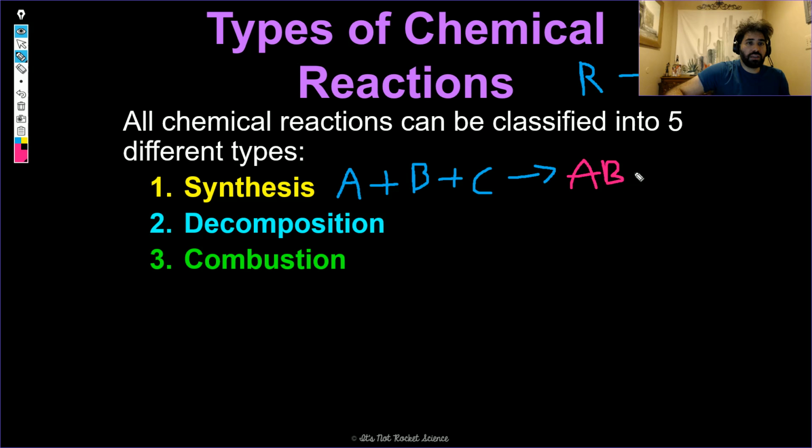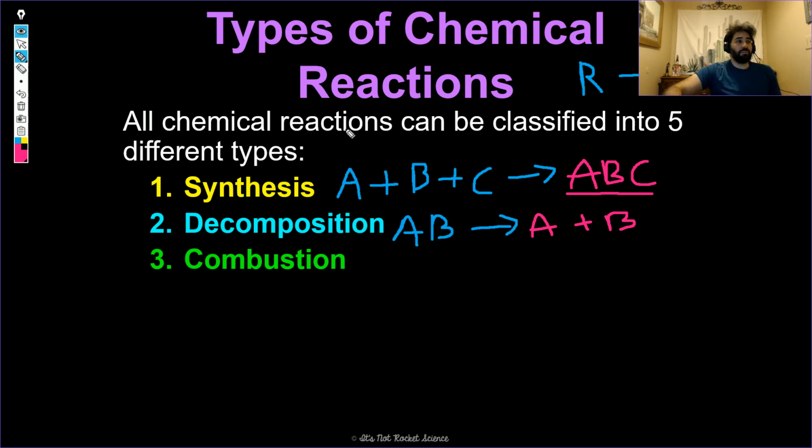A, B, C. Here I started with three things. Here on the right, it's something completely different, but they're combined together to make one product. Decomposition reactions are the exact opposite. You have one reactant, and when they react, they separate into separate entities, more than one entity, right? They decompose, they break apart, they separate.